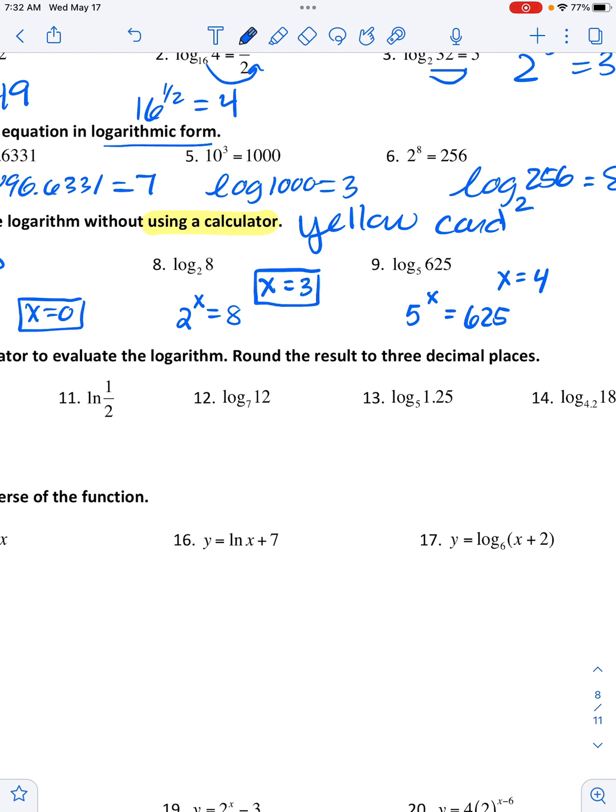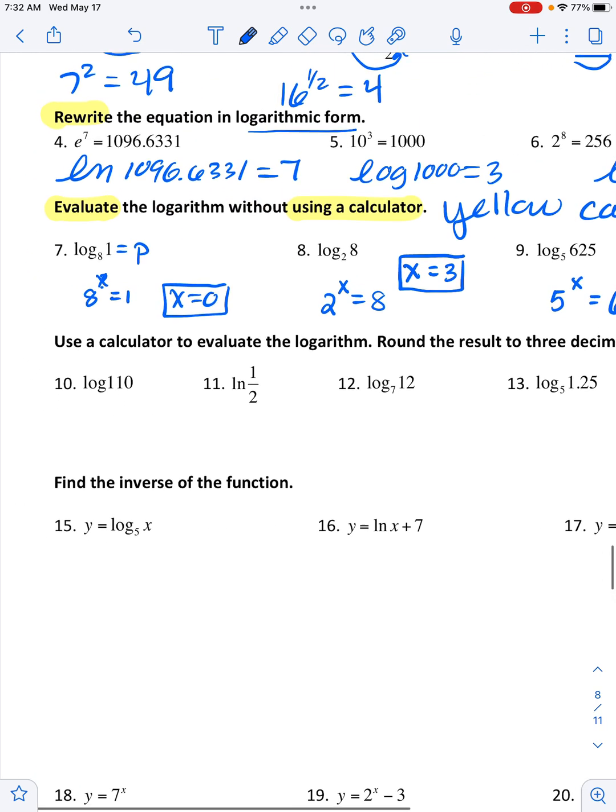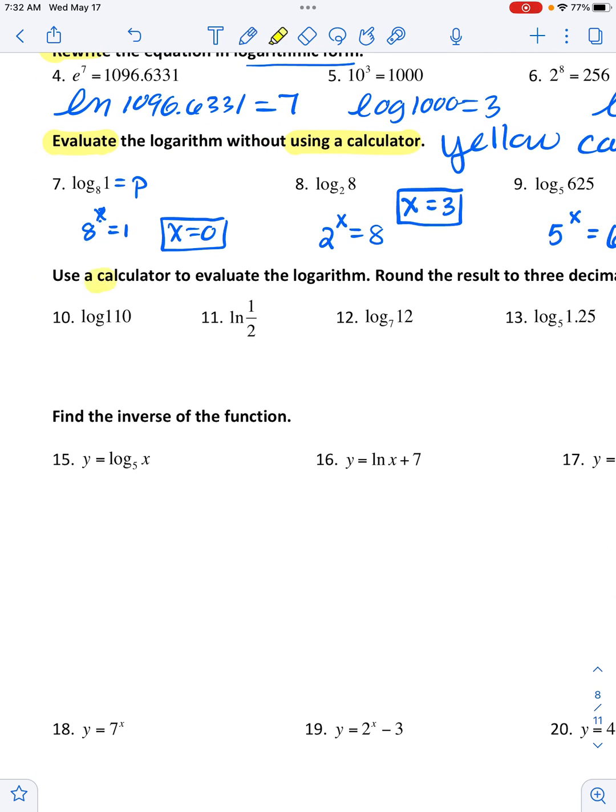Okay, then the next one is going to be using a calculator to evaluate. Keep in mind that the root word of evaluate is always value, so when you're evaluating, your answer should be a number answer. I'm just writing down the one that I did wrong on the key so I can make that correction.